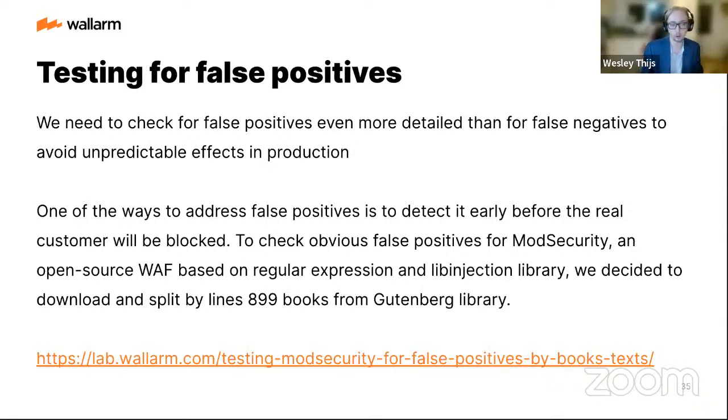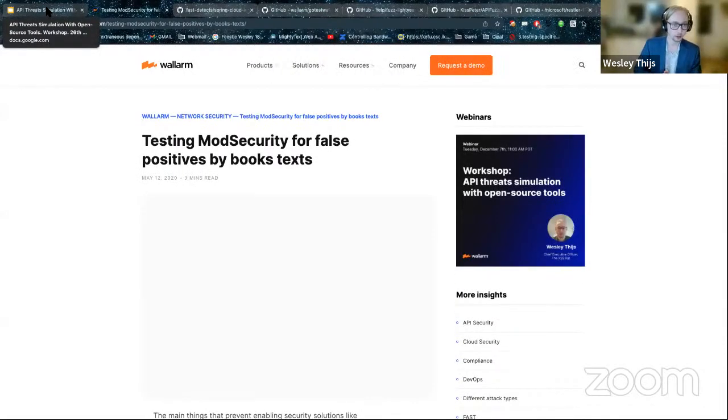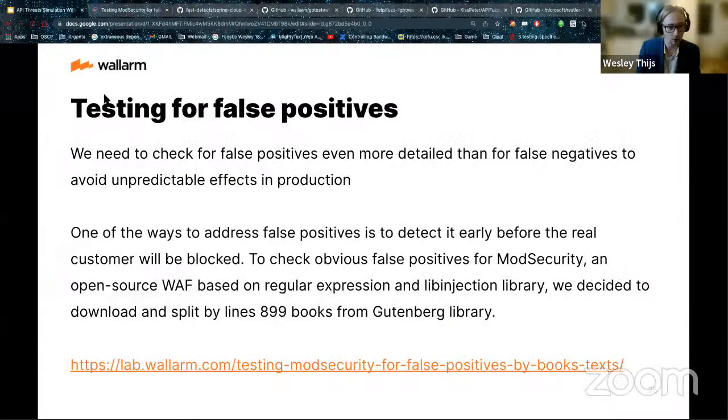ModSecurity is an open source WAF based on regular expressions and the libinjection library. So it will basically inspect the traffic and either approve or deny it. What the team did was they decided to download and split by lines 899 books from the Gutenberg library. If you want to learn more about that, again, there's a link with an article in there. So feel free to look into that. It's quite interesting, really. So I would really recommend it.